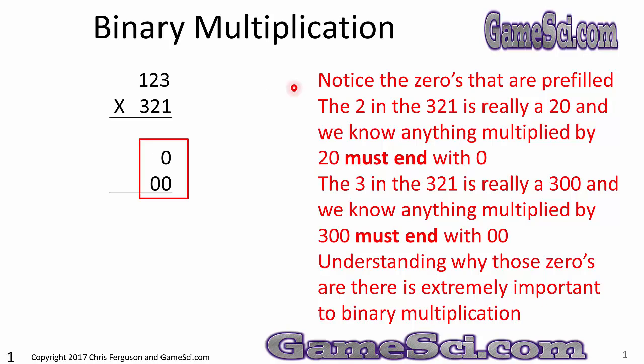Notice how I've set up the zeros. They're pre-filled. The 2 in 321 is really a 20, and we know anything multiplied by 20 must end in a 0. The 3 in 321 is really a 300, and we know anything multiplied by 300 must end in 2 zeros. So those 2 zeros are pre-filled for multiplying by 300. Understanding why those zeros are there is extremely important to binary multiplication.